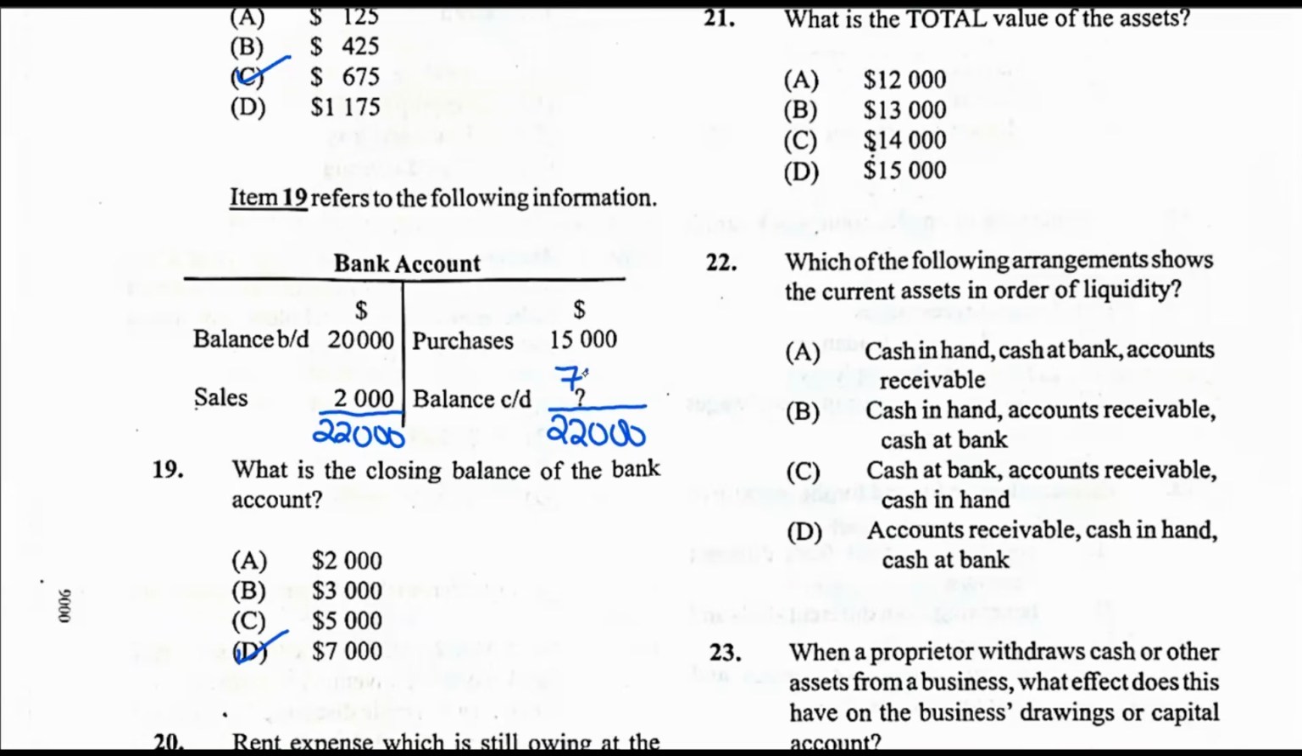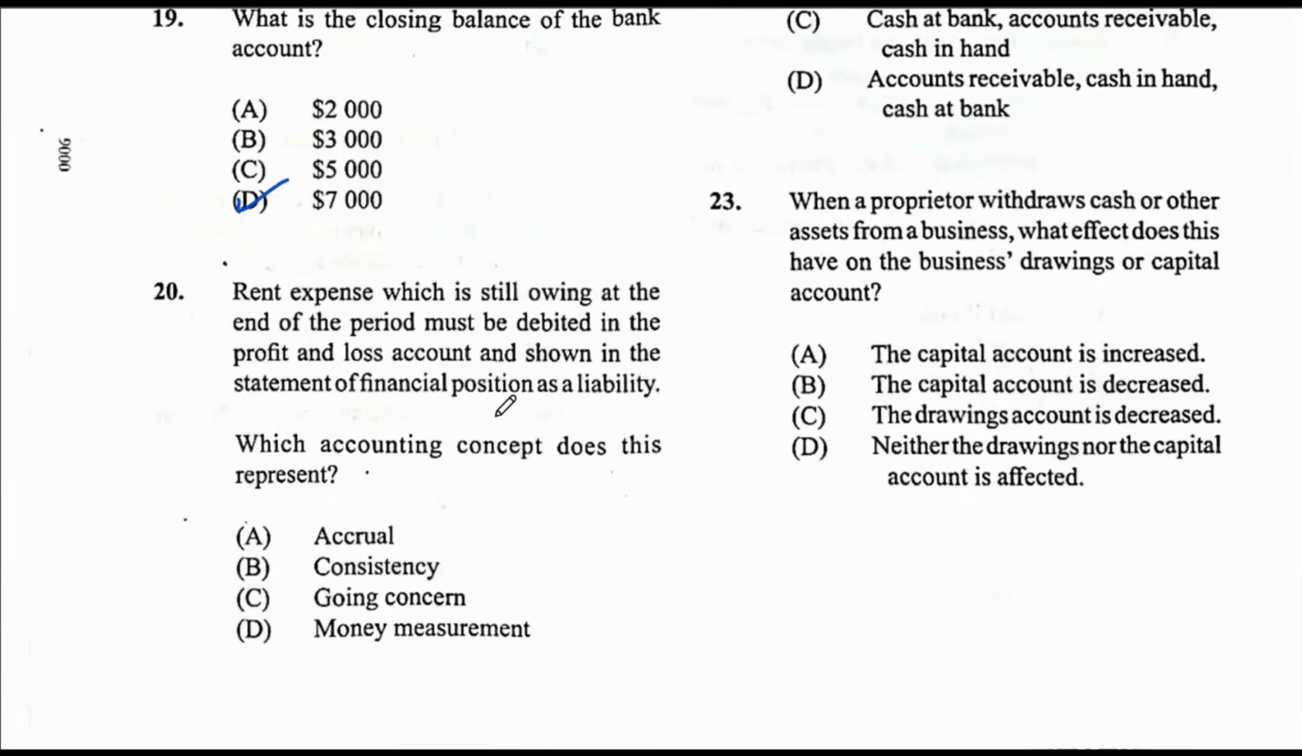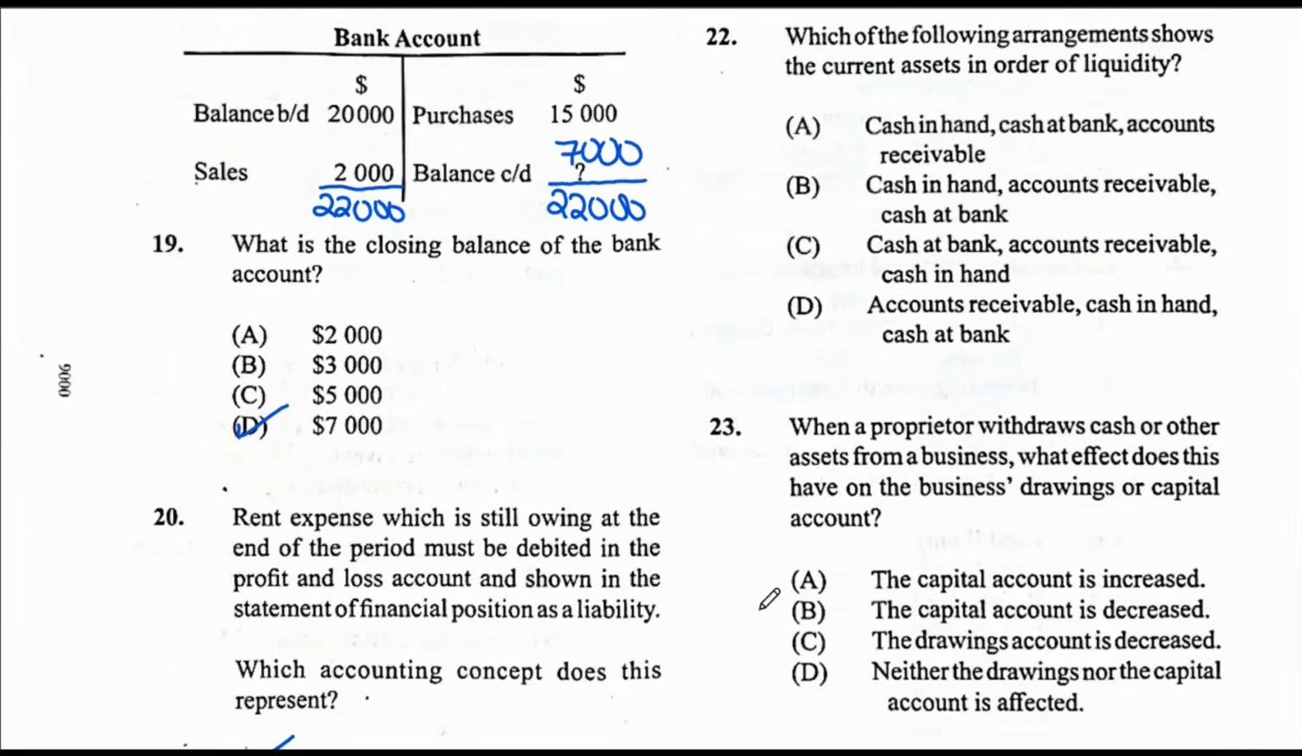Right, because 15 plus 7 is going to give us 22. Right, question 20. Rent expense owing at the end of the period must be debited to your profit and loss as an expense and shown in your balance sheet as a liability. What accounting concept does this represent? Well, the accounting concept will be the accruals concept, guys. Accruals or matching concept. There we go.